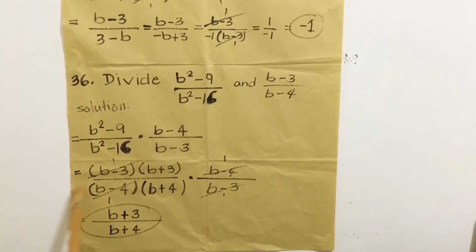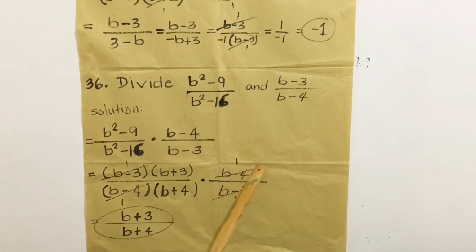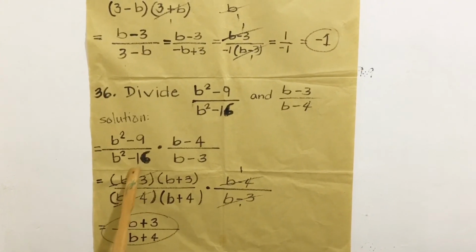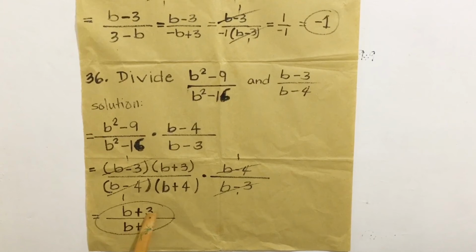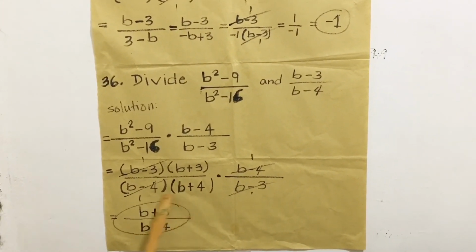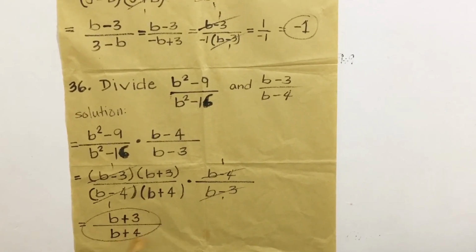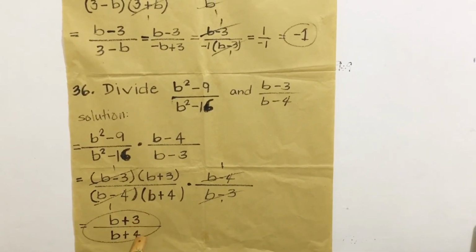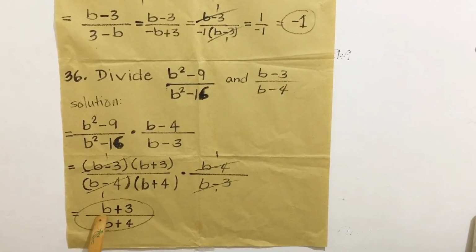We're going to cancel the same b minus 3 with the denominator, the same here. B minus 4 is the same with the denominator, b minus 4 canceled. And the remaining are 1, 1, 1, 1. So 1 times 1 equals 1 times b plus 3 equals b plus 3. 1 times 1 equals 1 times b plus 4 equals b plus 4. So the b is the same, but the numbers here are different. They are not the same, so we cannot cancel. Therefore, this is our final answer.